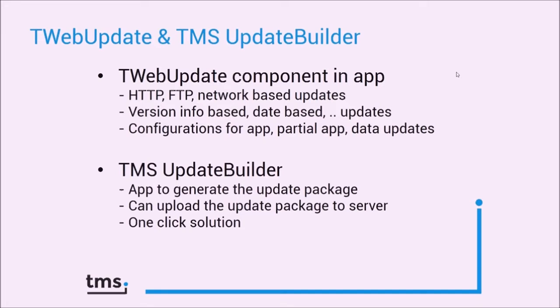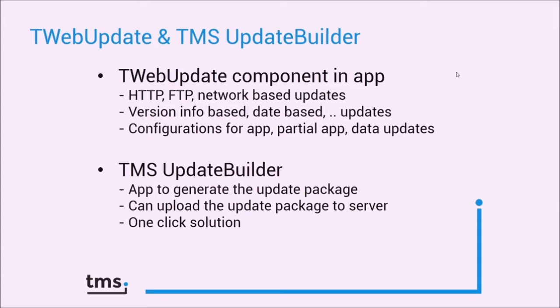The criteria for determining if there is a new version of the application available can be based on the application version information. This can be based on a date, on a file size, checksum of a file, or you can define your own custom criteria. The TWebUpdate component cannot update the application itself, but it can be instructed to.